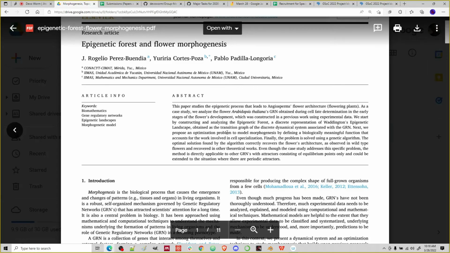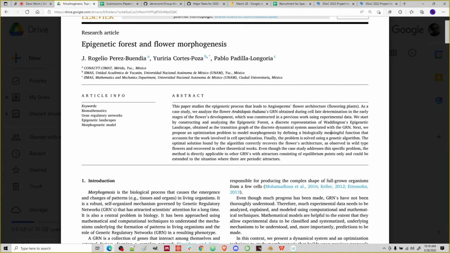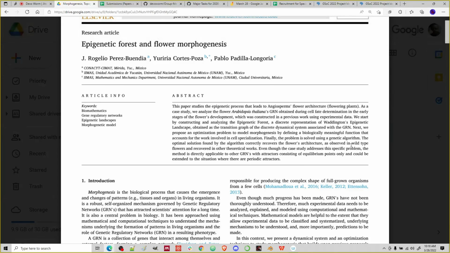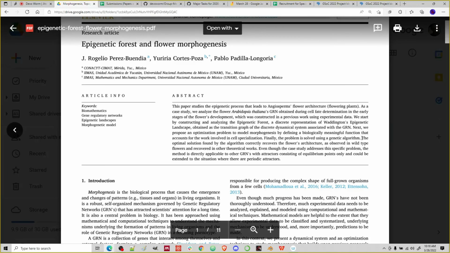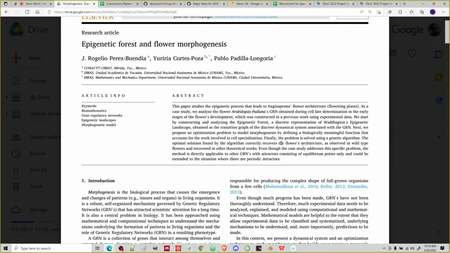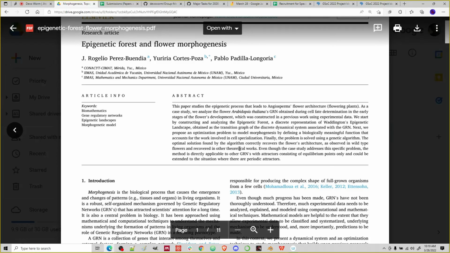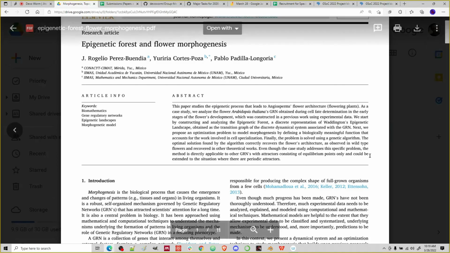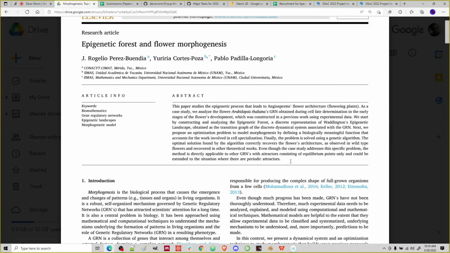Next, we propose an optimization problem to model morphogenesis by defining a biologically meaningful function that accounts for the work involved in cell specialization. Finally, they solve this using a genetic algorithm. So they simulate it using a genetic algorithm. The optimal solution found by the algorithm correctly recovers the flower's architecture, as observed in wild-type flowers and recovered in other theoretical work. And then the method is directly applicable to other GRNs with attractors, which are mathematical constructs consisting of equilibrium points only, and could be extended to the situation where there are periodic attractors.